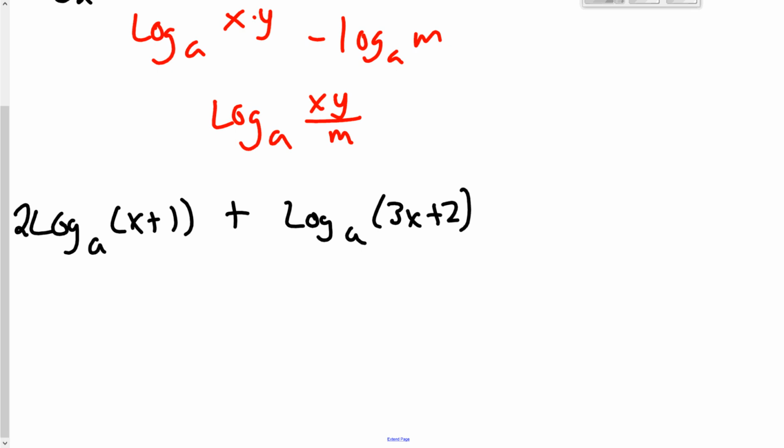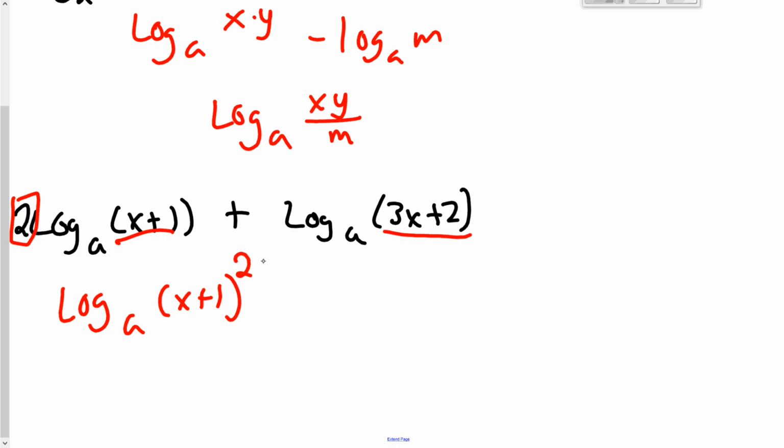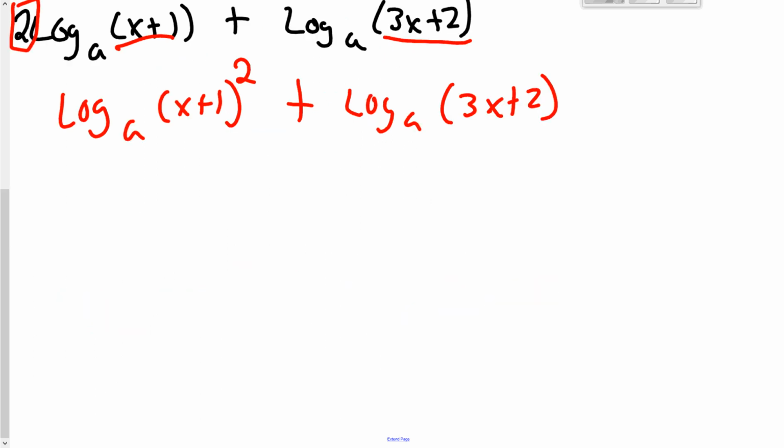Now this second one, what you want to do here is we know we have addition, so we know we're going to multiply these, but I need to take care of this power property first. Okay, so I need to move that 2 as an exponent because right now it's being multiplied by the log, so I use my power property, move it as an exponent. So x plus 1 quantity squared and log base A of 3x plus 2. And so you might have problems like this where you're asked to solve problems where you have an equal sign. Most likely you probably want to have that squared there.